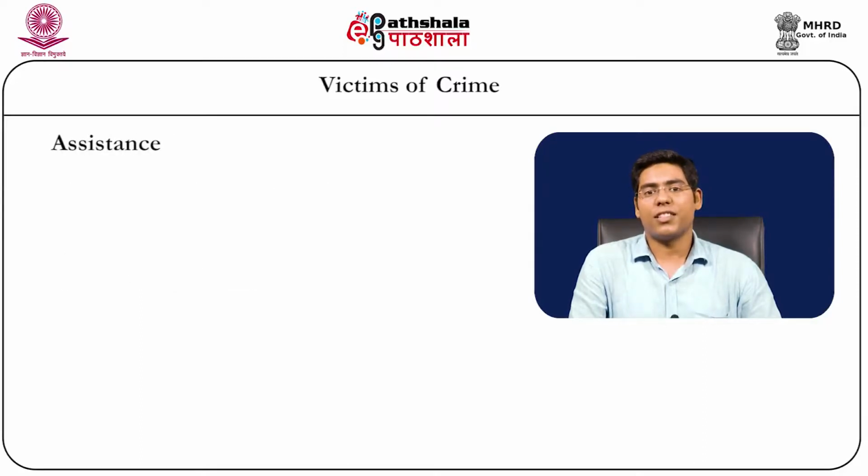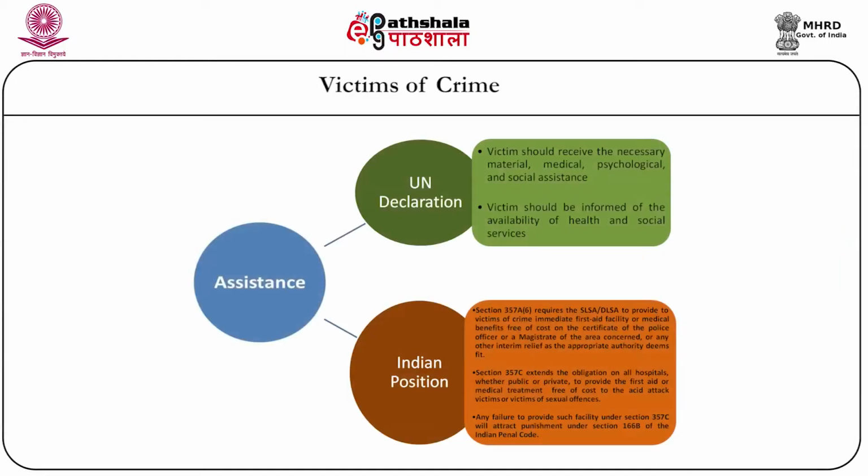As far as assistance is concerned, which is the fourth and last need as mentioned in the UN Declaration, it speaks that victims should receive the necessary material, medical, psychological and social assistance, and victims should be informed of the availability of health and social services. This is also well reflected in India under section 357A sub-clause 6, which requires the state legal service authorities and district legal service authorities to provide to victims of crime immediate first aid facility or medical benefits free of cost on the certificate of the police officer or a magistrate of the area concerned, or any other interim relief as the appropriate authority deems fit.